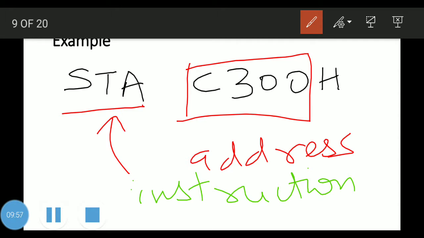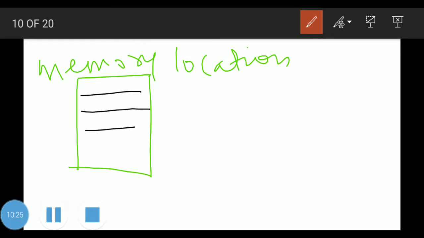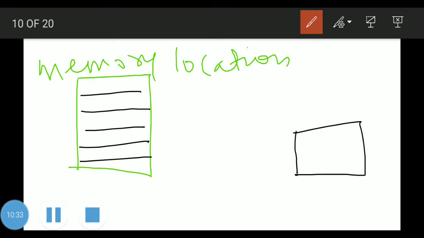Now, what is the role of this instruction? Let us consider we have memory locations. There may be many continuous memory locations in a microprocessor. Now, I have one data item. Let us consider I am writing the data 89. This data is present in some register, let us consider A.